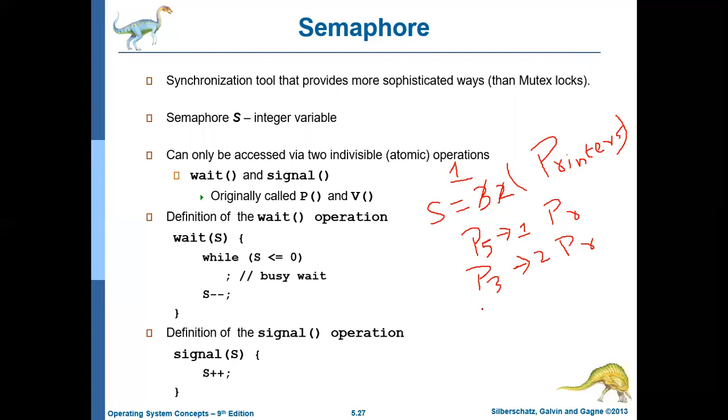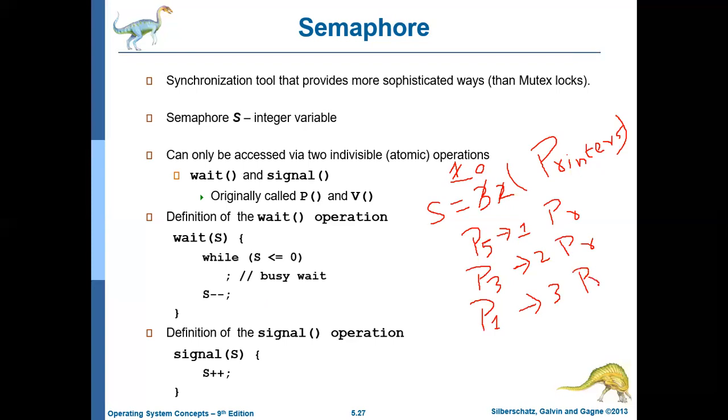Now another process P1 comes, and it also checks whether the printer is available or not. So it calls wait of S, and while S is less than or equal to 0, S is not less than or equal to 0. So it means there is a printer available. So it takes that particular printer and decrements S, making it 0. So the third printer was given to P1.